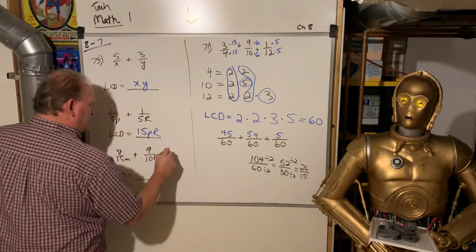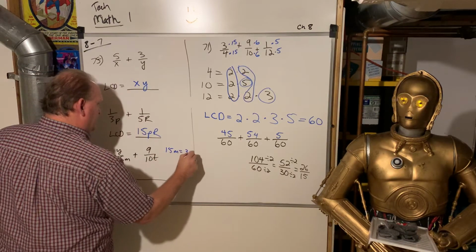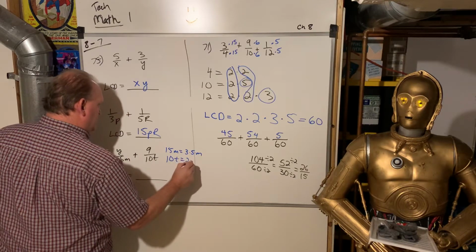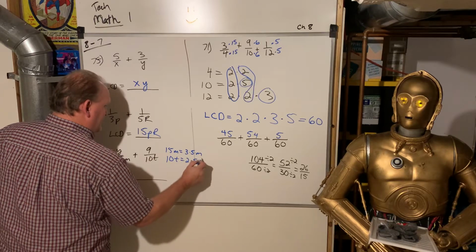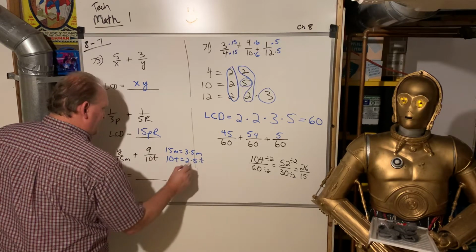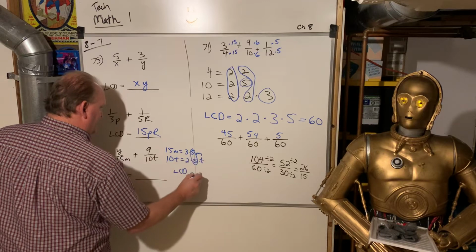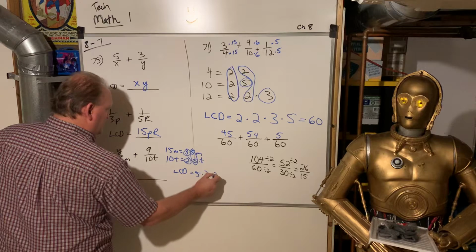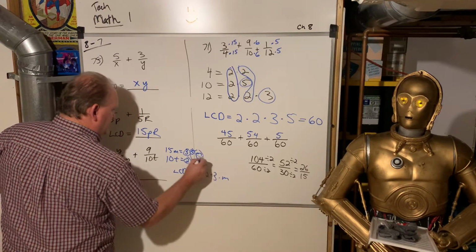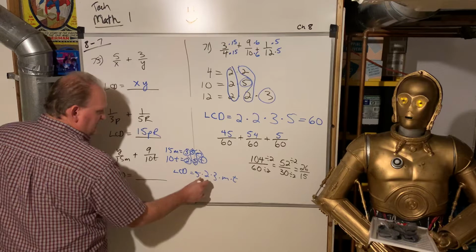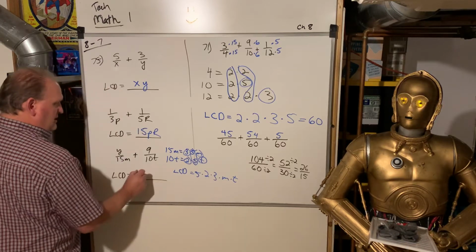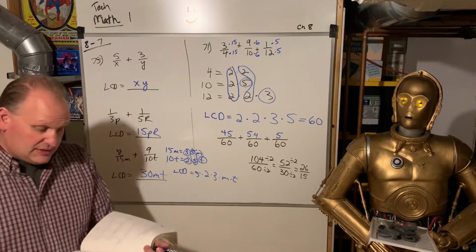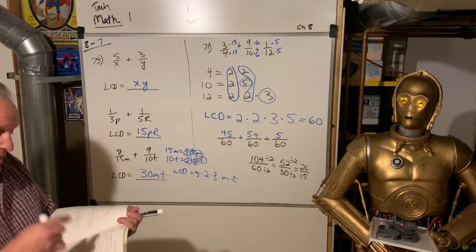This one is a little different. So 15m, that we could break down into 3 times 5 times m. And 10t, that we could break down into 2 times 5 times t. So they do have something in common. They've got that 5 in common. So put the 5 down, and then we take all the leftovers, times 2 times 3 times m times t. And so what is that? 10 times 3 is 30mt. All right. So those are our LCDs.